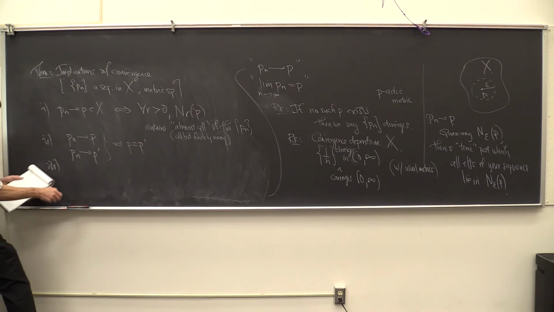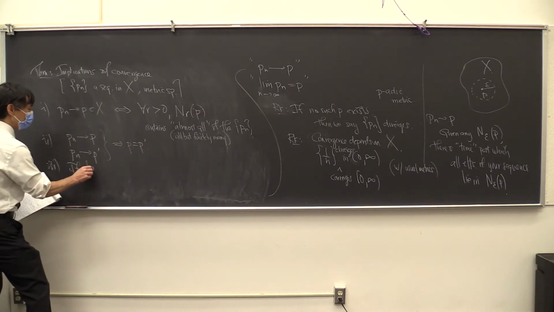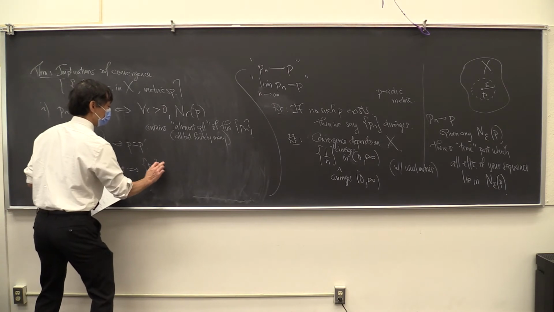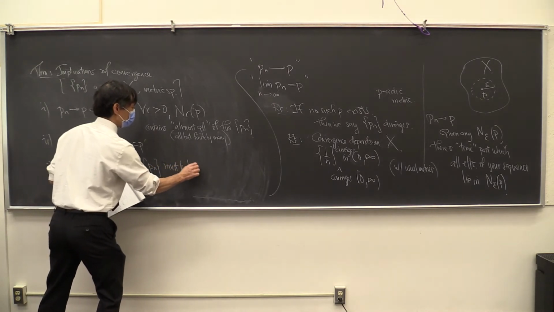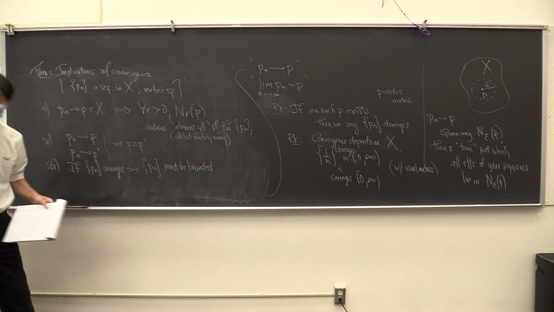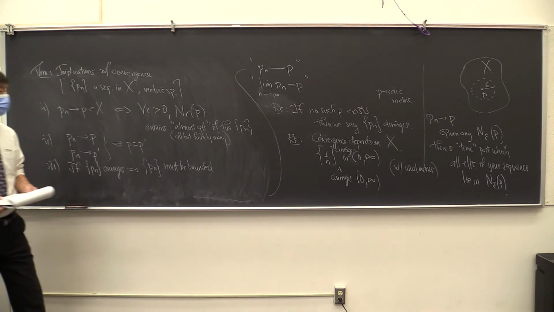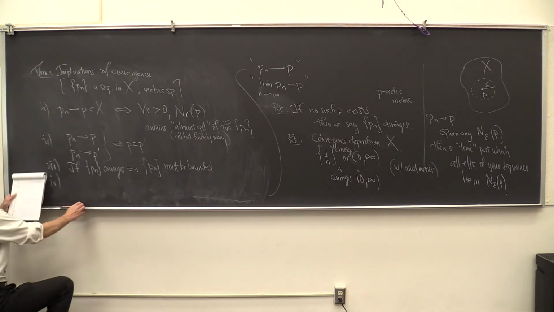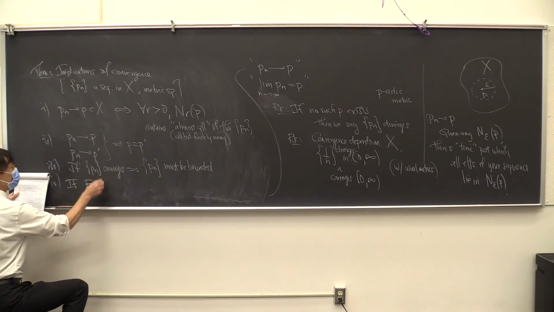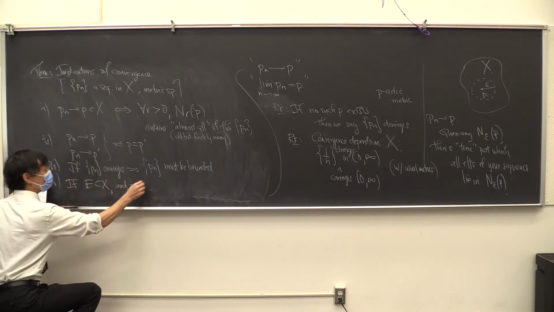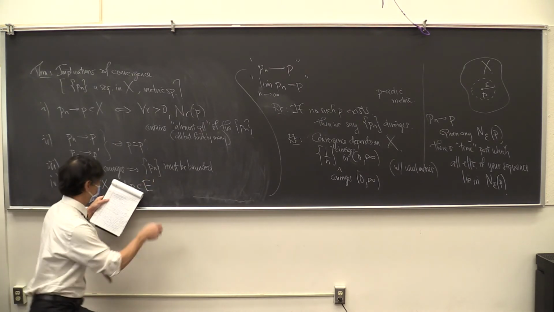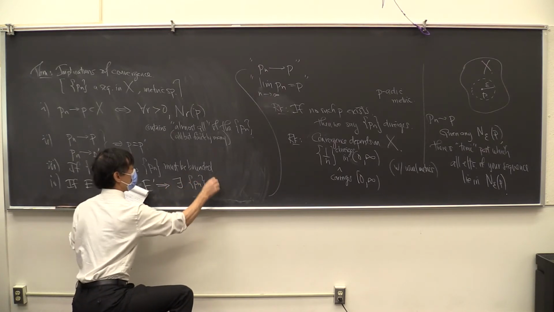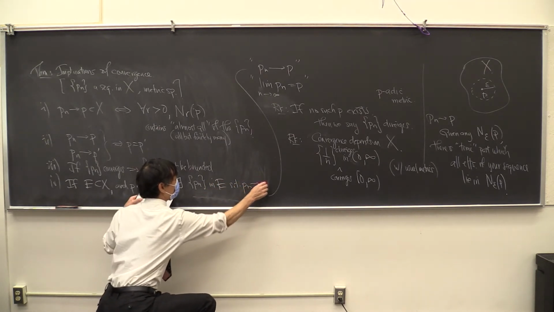Number 3, if p_n converges, then the sequence must be bounded. That is, it must lie in some finite neighborhood. Number 4, if you have a subset E of X and a limit point of that subset, then there exists a sequence p_n in E such that p_n converges to that limit point.